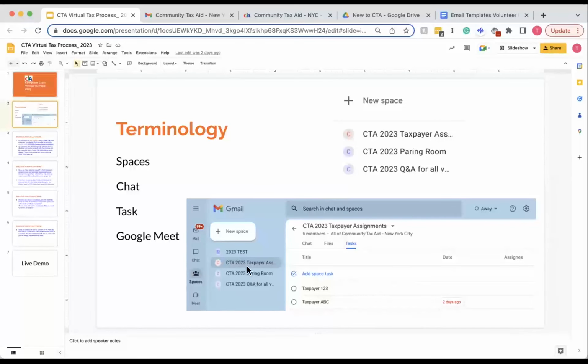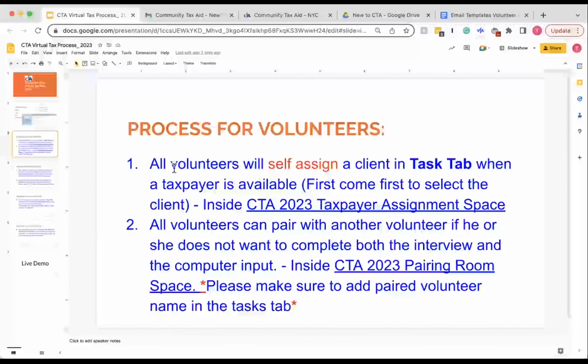So first you go into the taxpayer assignment room and you assign yourself. I'll show you how that works. When you assign yourself somebody, that sends an alert to the assistant managers that a volunteer has chosen this person to work on. The assistant manager will forward you an email, and in that email will be a link to the taxpayer's Google Drive. In the Google Drive will be all of the documents that you need to prepare the return. Once you assign yourself, within 24 hours, you will get the email. So that's the process here.